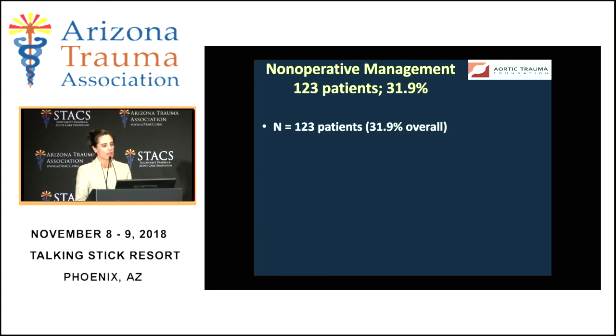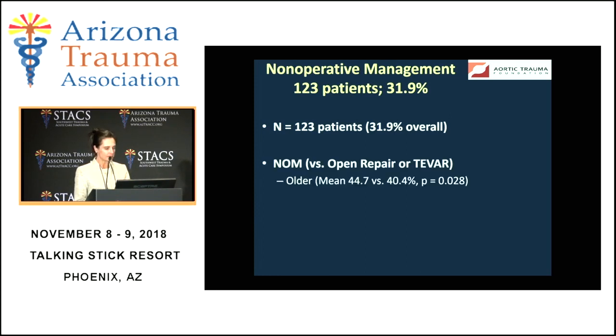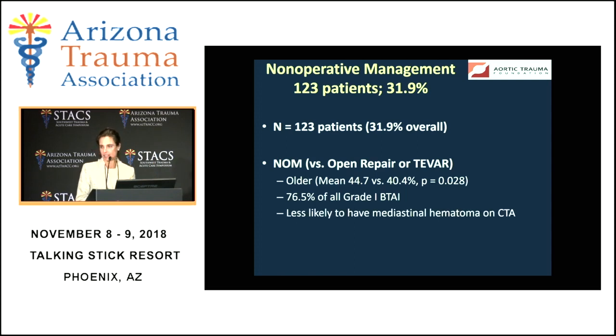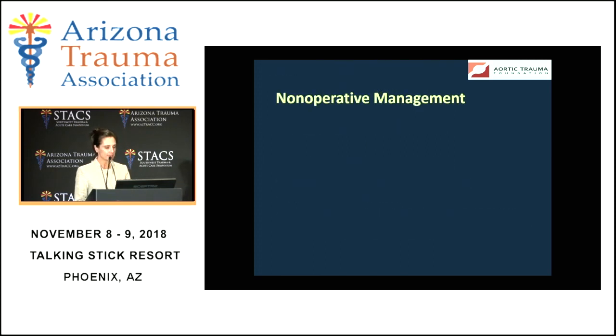So looking at the non-operatively managed patients, that was about 32% of those, or 123. The non-operatively managed patients were older. About 3/4 of them were grade 1 injuries. Again, those tiny little intimal tears that don't require any surgery for repair. They were less likely to have associated signs of injury on CT, but they did have a higher overall mortality. There were 2 failures, a grade 1 and a grade 4.